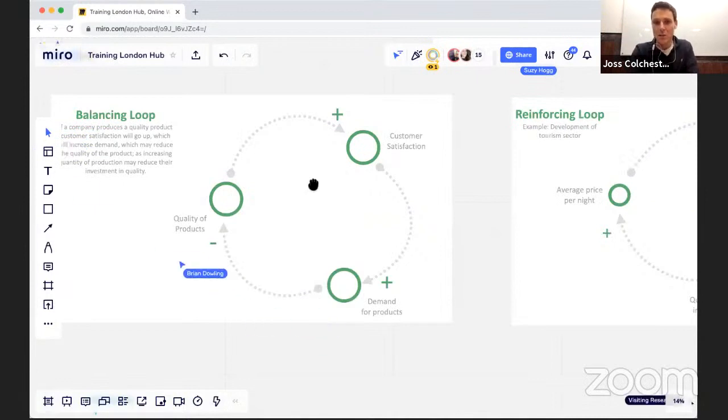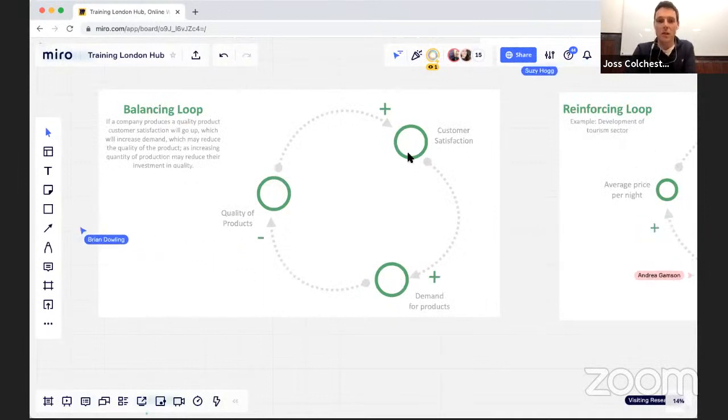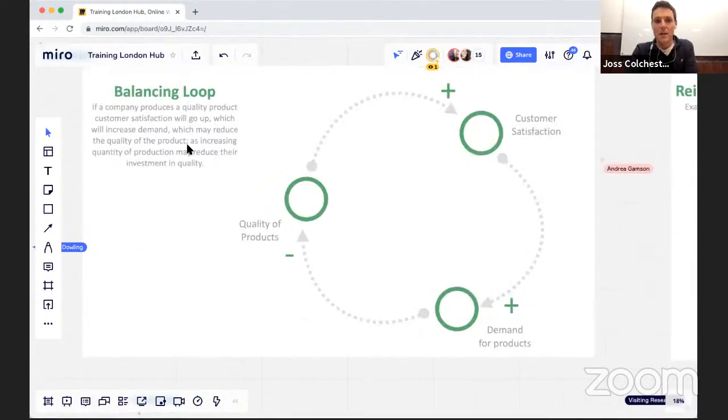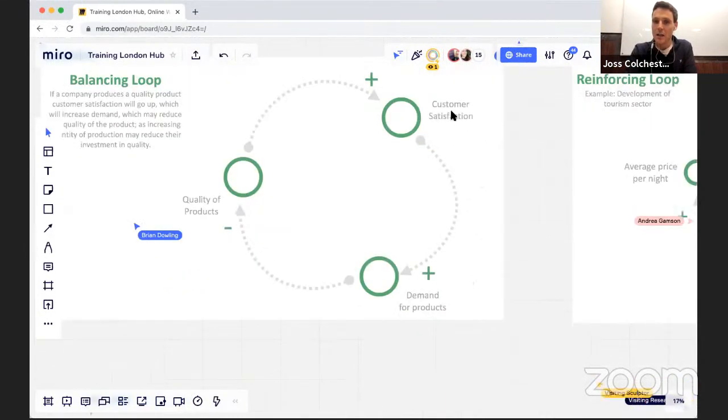Here we can see a balancing loop between three nodes. This is about a company producing quality products. A company producing quality products is going to mean better quality, more customer satisfaction. Customer satisfaction is going to affect demand for products. More customer satisfaction, more demand for products, which is going to feed back.